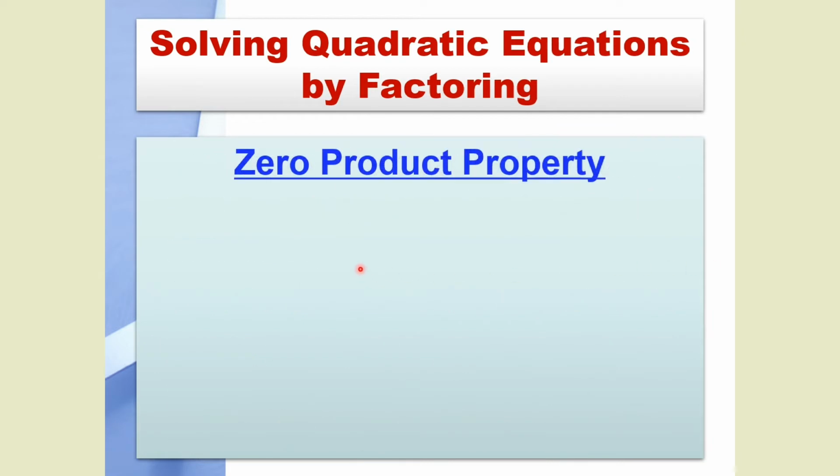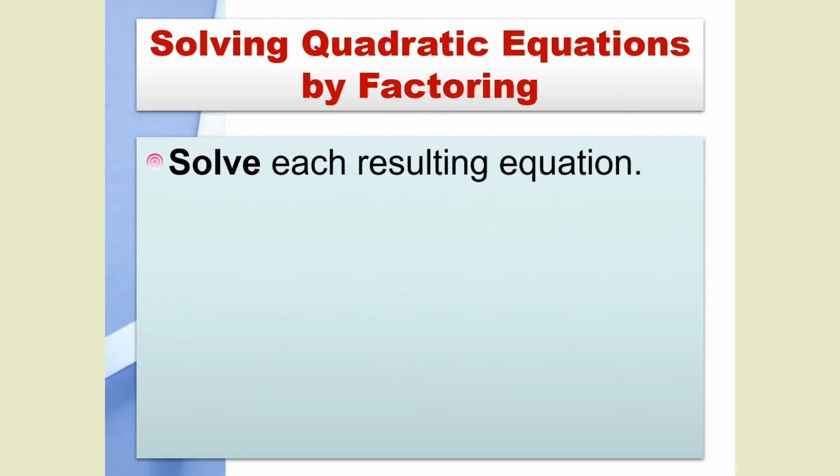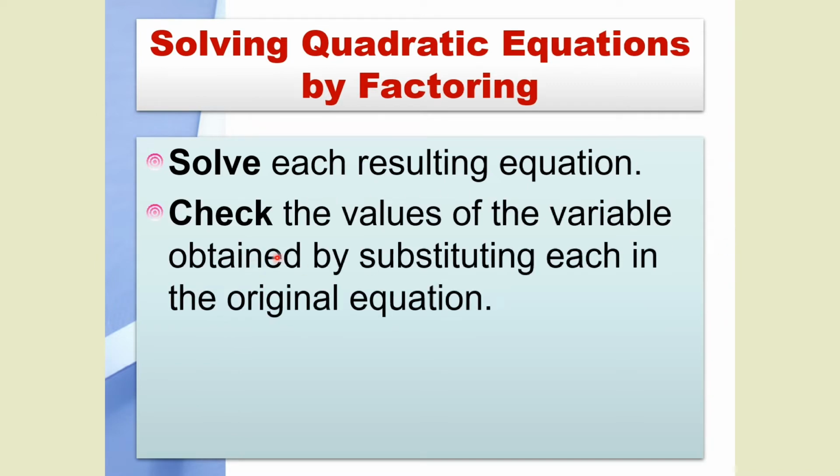So, what is this zero product property? If the product of two real numbers is 0, then either of the two is equal to 0 or both numbers are equal to 0. Next, solve each resulting equation. And then check the values of the variable obtained by substituting each in the original equation.